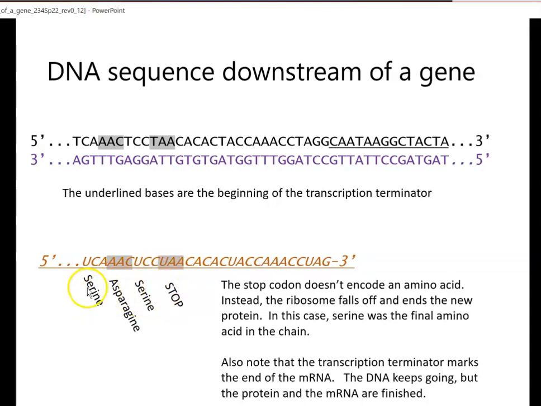So the last amino acids were serine, asparagine, serine. That's it. Serine is the last amino acid. And you can find that here. TAA, that's a stop codon. That's what it looks like in DNA with a T instead of the U. So once you know the frame, you can find the stop codon, and that's the end of the protein. And then you look a little bit farther and you find the end of the messenger RNA. And now you've seen all the signals. That's all the stuff you would look for in a DNA sequence.